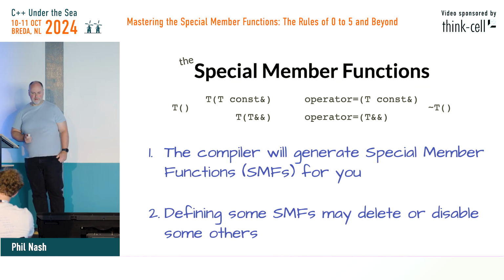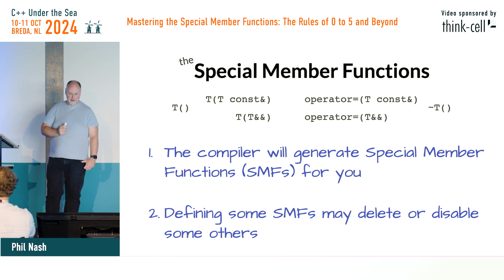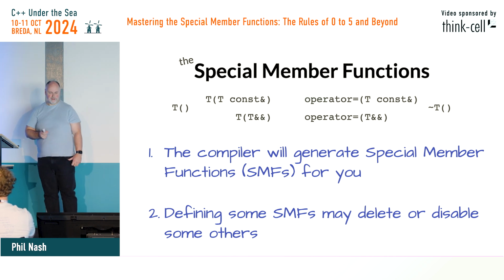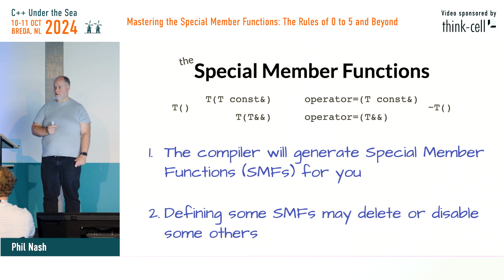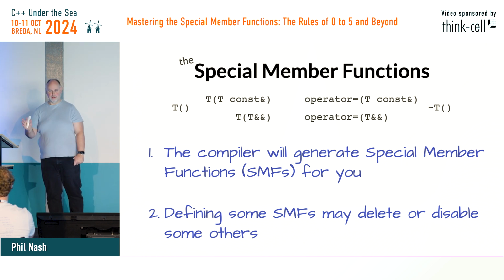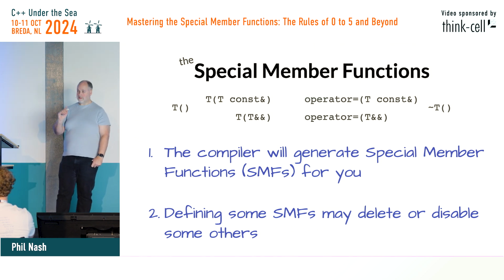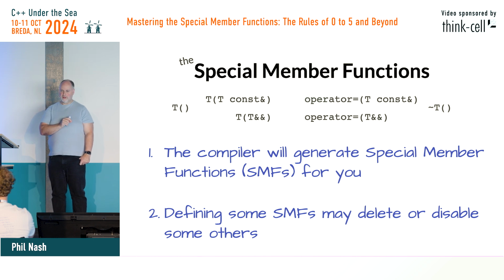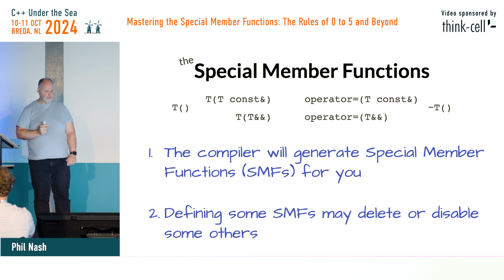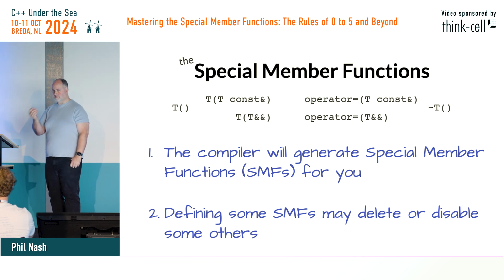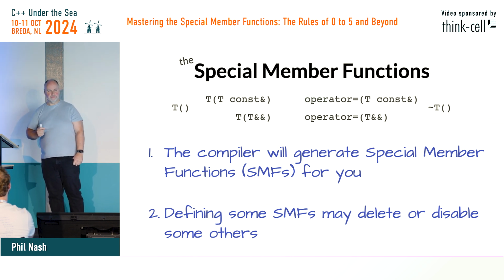So this brings us to our first principle of the special member functions. In fact, two principles, really. First of all, that the compiler will generate special member functions for you where it can, where it feels it's appropriate, which may not be necessarily where you feel is appropriate. Fortunately, we can control that. But defining some of the special member functions, or in this case, a custom constructor, may delete or disable some of the others. I'm going to gloss over for the moment the difference between deleting and disabling. But the point is, in this case, we didn't get that default constructor.